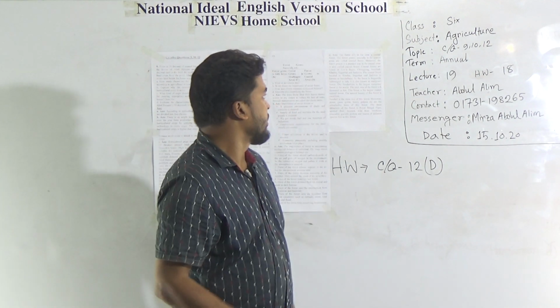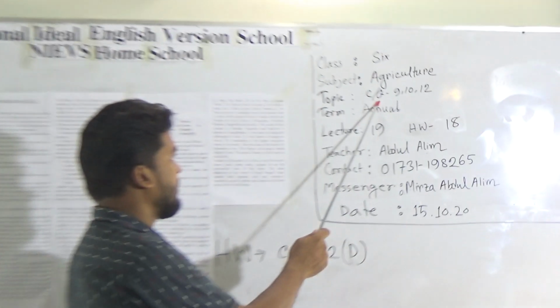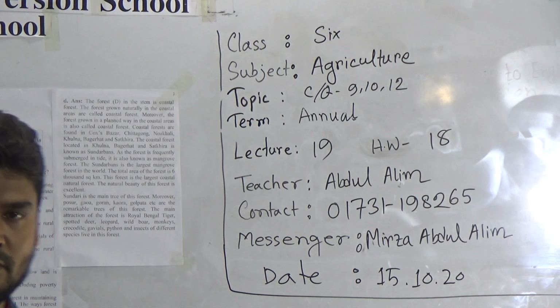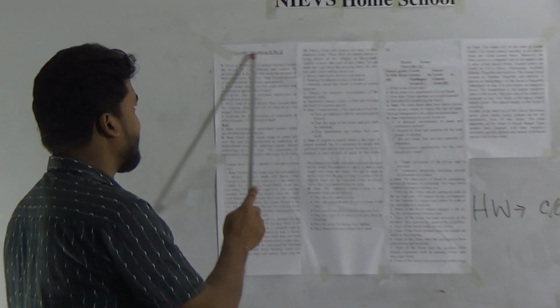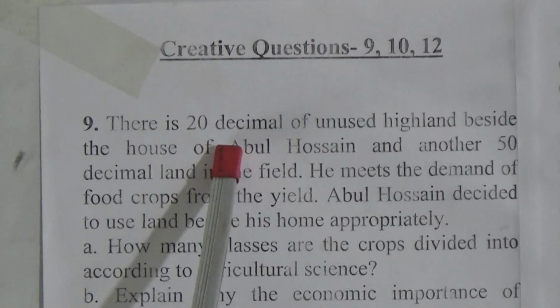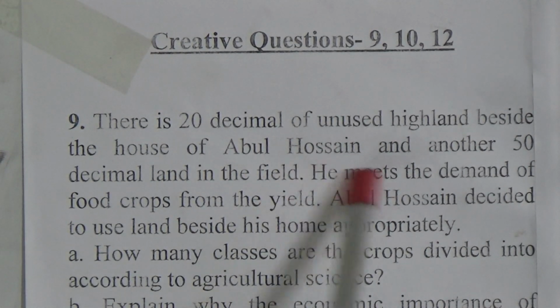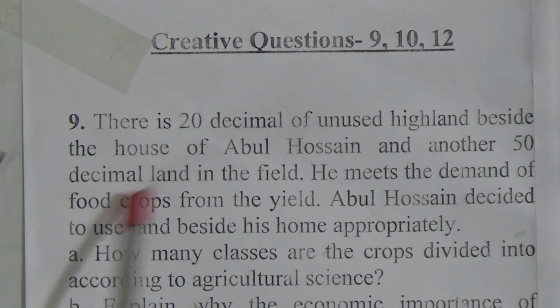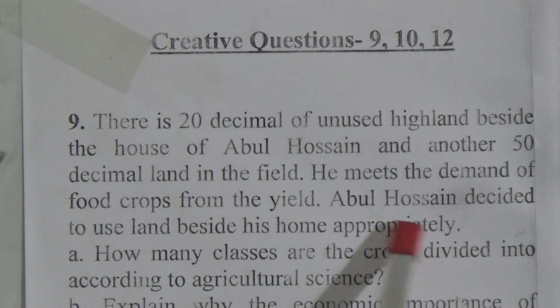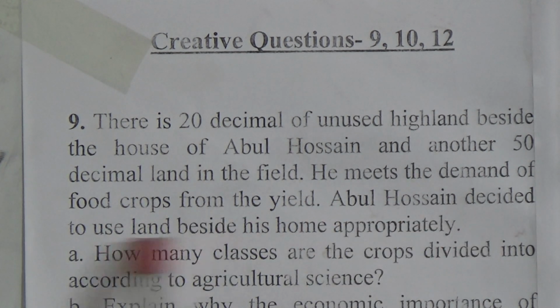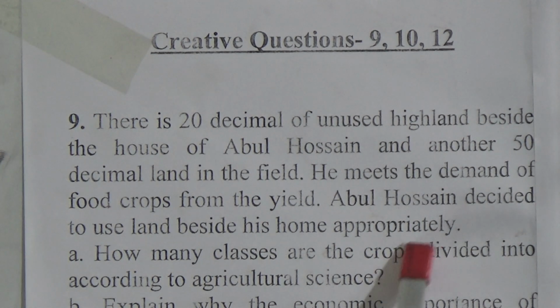Dear students, today's topic is CQ 9, 10, 12. Today's lecture number 19 and SW 18. Now let's have a look. Creative question 9. Stem: There is 20 decimal of unused highland beside the house of Abul Hussain and another 50 decimal land in the field. He meets the demand of food crops from the yield. Abul Hussain decided to use land beside his home appropriately.